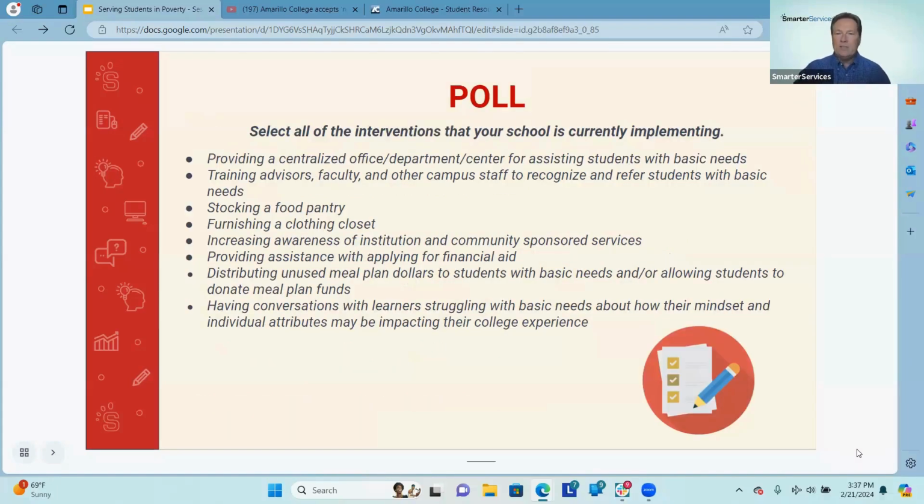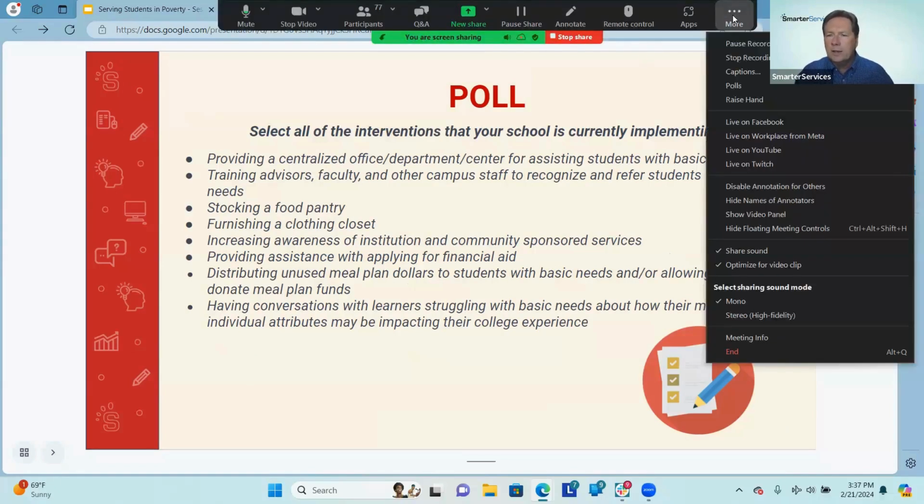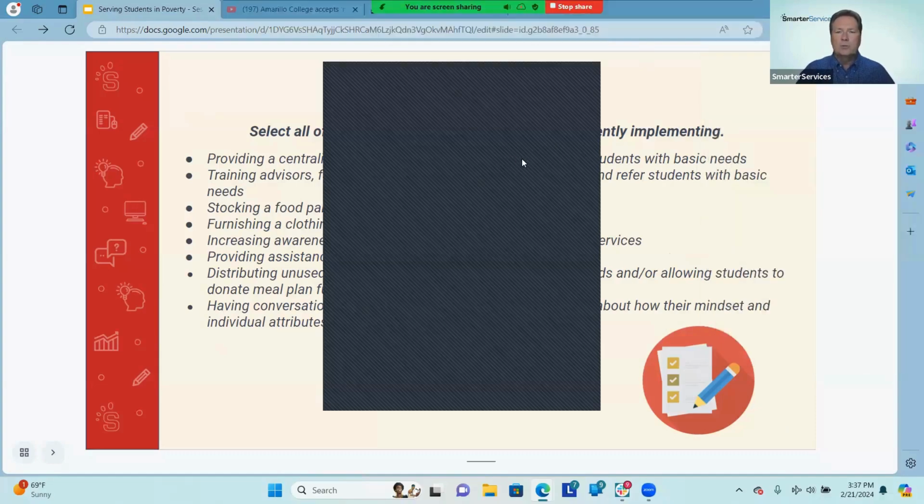So let me catch a breath and let me launch a poll here. Let's see if I can get back to my controls and poll and launch. Okay, so what this poll is doing is I would kind of like to hear from you. So we just looked at the list of the different interventions that Amarillo College is doing.